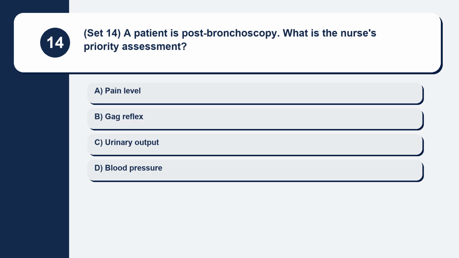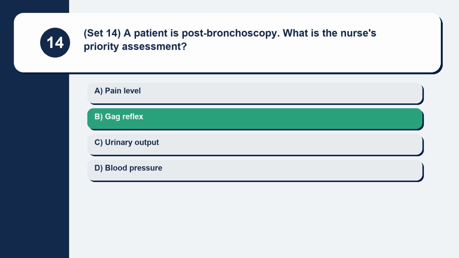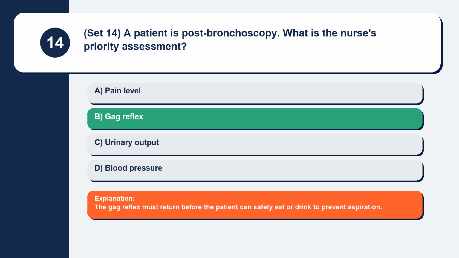Question 14, Set 14. A patient is post-bronchoscopy. What is the nurse's priority assessment? Pain level, gag reflex, urinary output, blood pressure. The gag reflex must return before the patient can safely eat or drink to prevent aspiration.